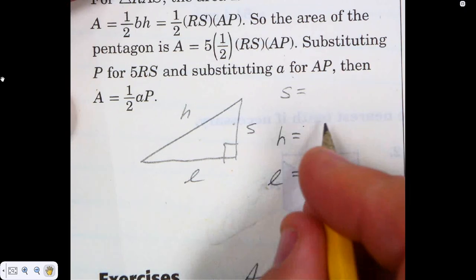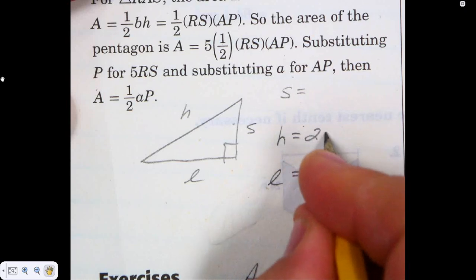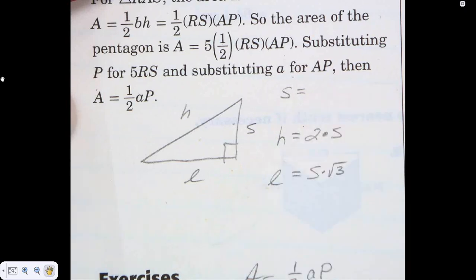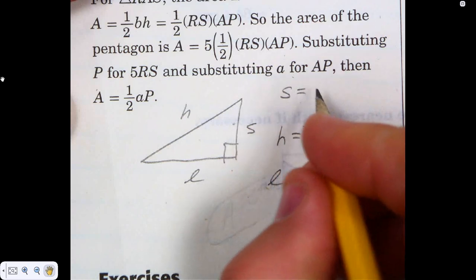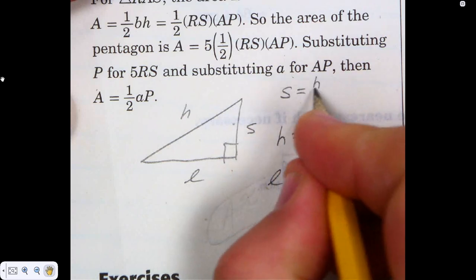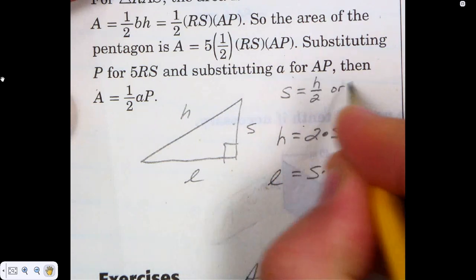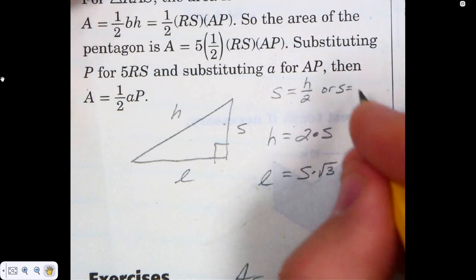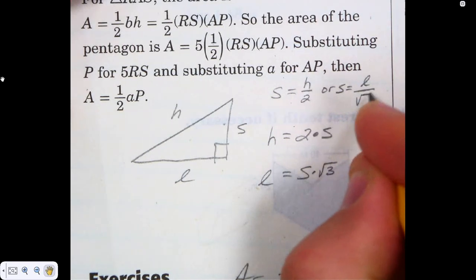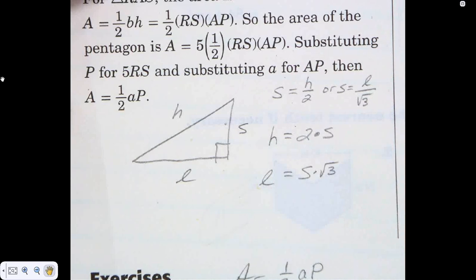Okay. What is the hypotenuse? 2 times what? S. Agreed? So the two ways to find S is you either take the hypotenuse and divide by 2, or you do what? You take the longer leg and divide by what? Square root of 3. Those are your two ways.